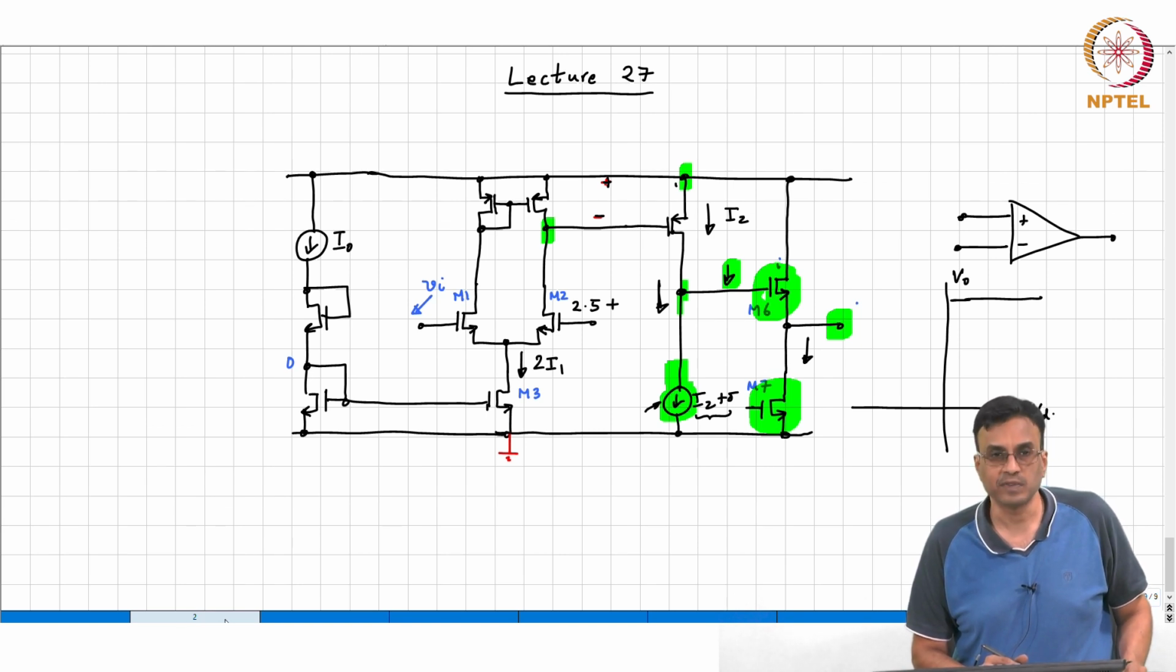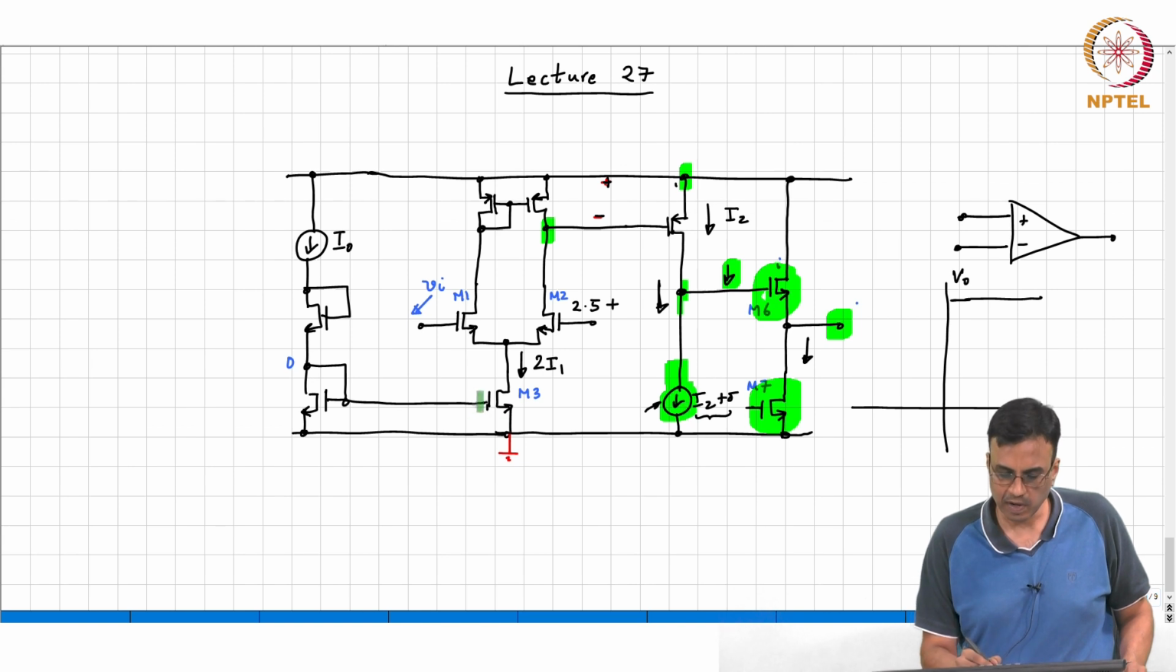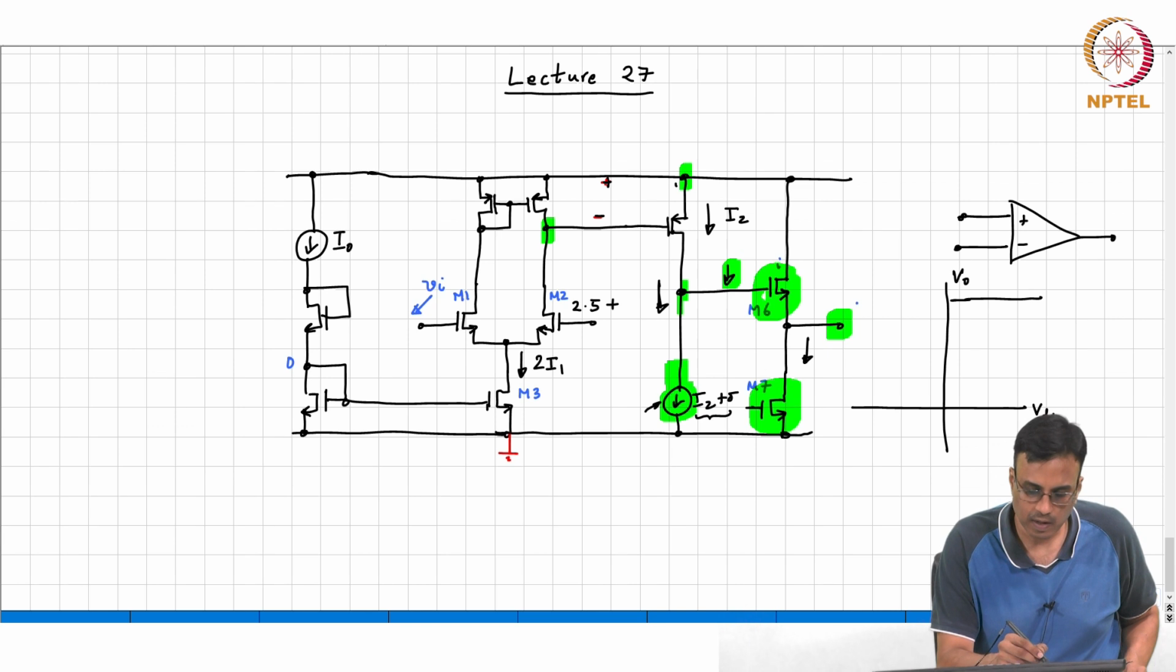What is the current in M6? 0. What is the current in M7 therefore? 0. What is the gate source voltage of M7? Where is M7's gate coming from? From some mirror, right? So what region is M7 operating in? So what will be the voltage across the drain source? 0. So what will be the minimum voltage? 0. Is this clear? Okay.